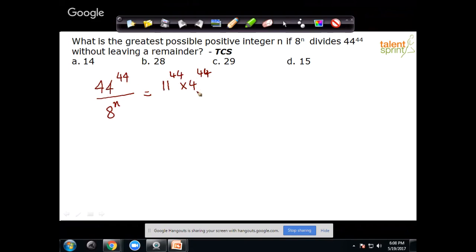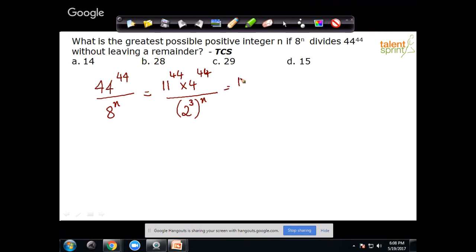So 11 into 4, the whole power 44, is equal to 11 to the power 44 into 4 to the power 44, divided by 8. How can I write 8? 8 is nothing but 2 cube, whole to the power n. Now this 4 also I can represent in terms of 2. Basically, I am trying to represent the numerator and denominator in terms of a common number. So the common number that I get here is 2.